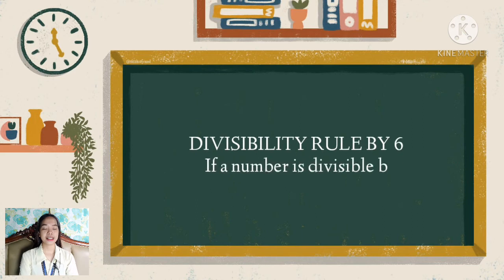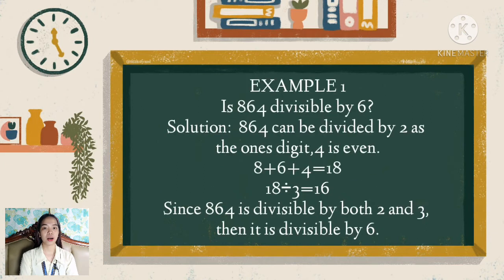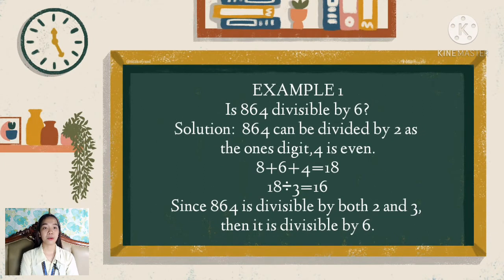Divisibility rule for 6. If a number is divisible by both 2 and 3, then it is divisible by 6. Example number 1. Is 864 divisible by 6? So we have here a solution. 864 can be divided by 2 as the ones digit 4 is even. 8 plus 6 plus 4 is equal to 18. So 18 divided by 3 is equal to 6. Since 864 is divisible by both 2 and 3, then it is divisible by 6.